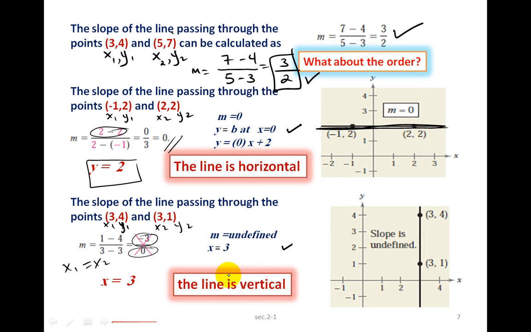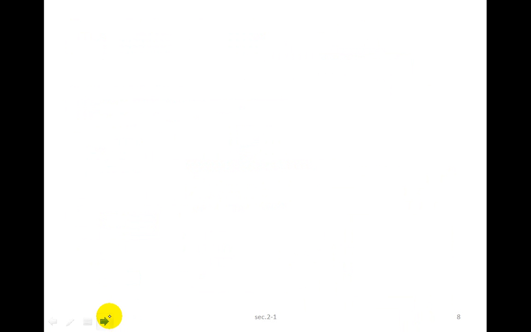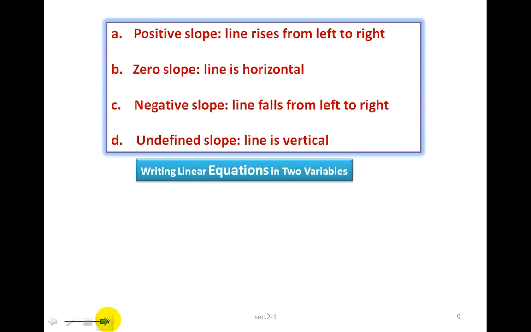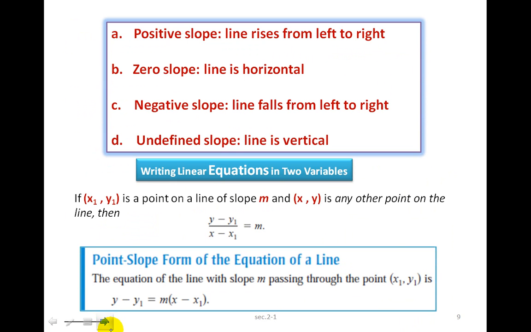Okay. If the slope is undefined, that means you have a vertical line on which point? On x, which is 3. So undefined slope means vertical line, zero slope means horizontal line. Then we'll talk about positive or negative slope. Okay, so positive slope, negative slope. We'll discuss these two. But zero slope is horizontal and undefined slope is vertical.